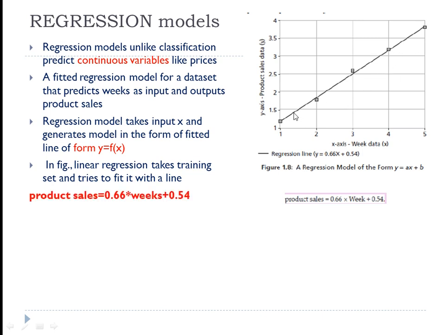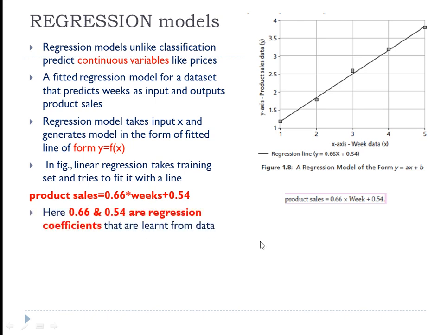Right? And if I try to come up with an equation for this, probably I can come up with an equation like this. The output is 0.66 into weeks plus 0.54. So this is our f of x. What I have on the right hand side of the equation is f of x. So after plotting the graph, I have come up with a mathematical equation something like this. Product sales is equal to 0.66 into the weeks plus 0.54. Here 0.66 and 0.54 are actually the regression coefficients that we have learned from this data. We got these coefficients because of this data.